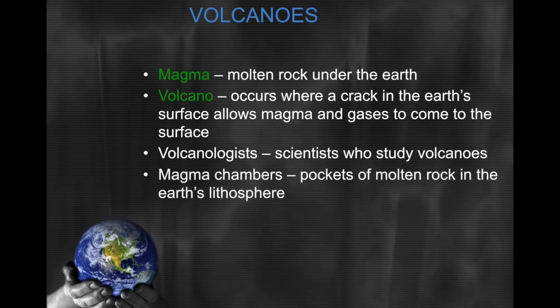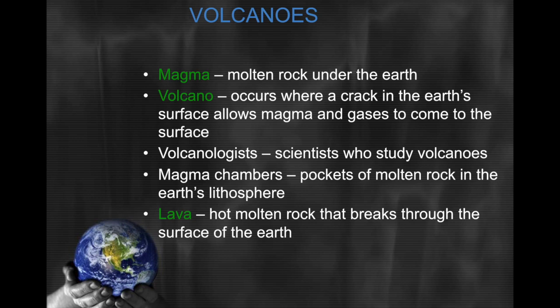Magma chambers are pockets of molten rock in the Earth's lithosphere. And lava is the hot, molten rock that breaks through the surface of the earth. So remember, the molten rock that is under the earth is magma, and the molten rock that breaks through the surface of the earth and goes out is lava.